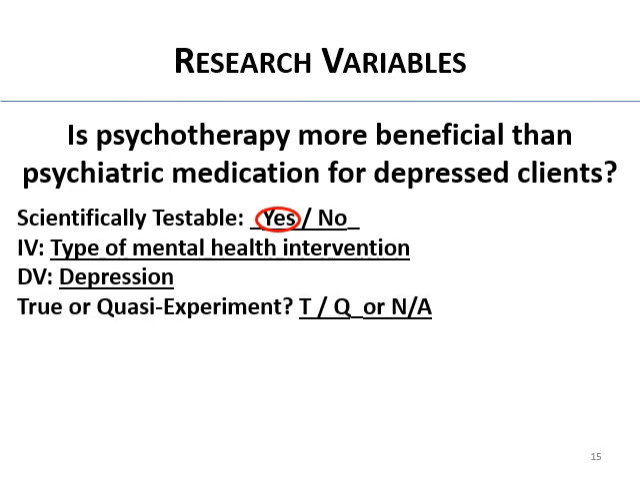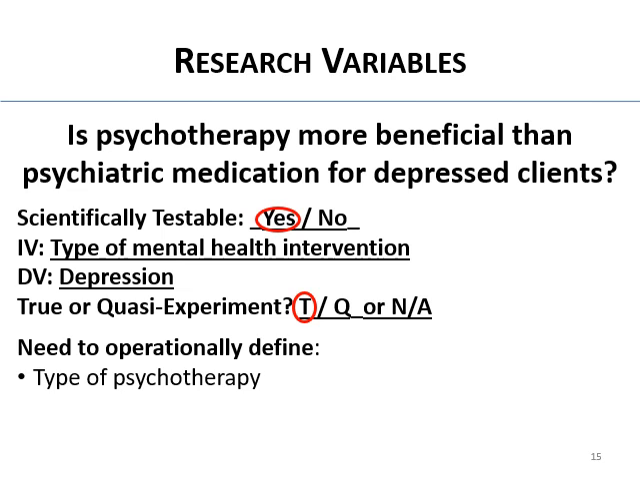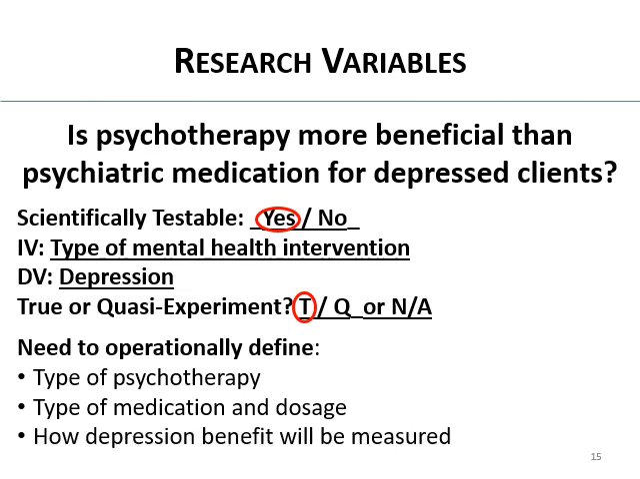So could we randomly assign folks to receive psychotherapy versus meds? I think we could, yeah. So I'm going to say true experiment. So again, we still got to operationally define stuff. What type of psychotherapy are we going to be using? And then what type of medication? And then how are we going to be measuring the benefit of those things on depression, the DV?